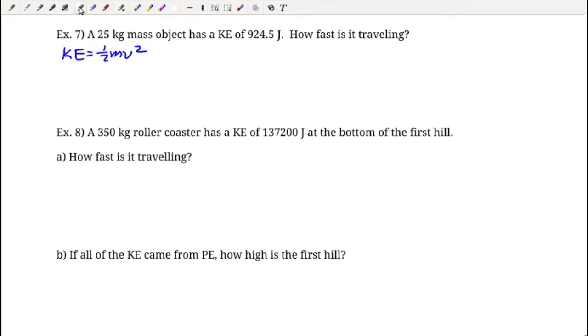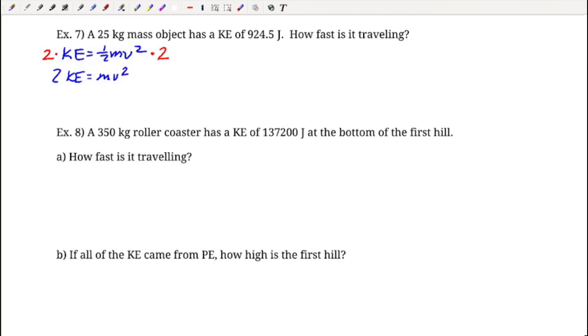So in order to get the v by itself, first I'm going to move this 1/2 to the other side. And the way that I do that is I'm going to multiply both sides of my equation by 2, because I know that 1/2 times 2 is going to be 1. In other words, half of 2 is 1, and what I do to one side, I'm going to do to the other. So this gets me 2 kinetic energy is equal to mv squared.